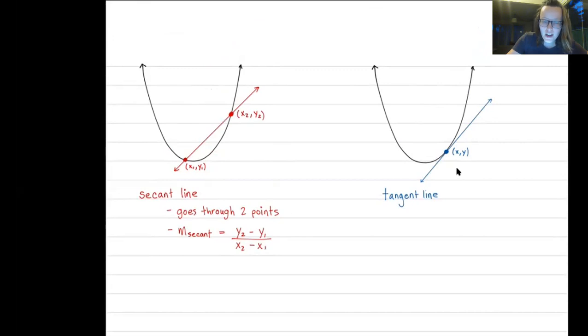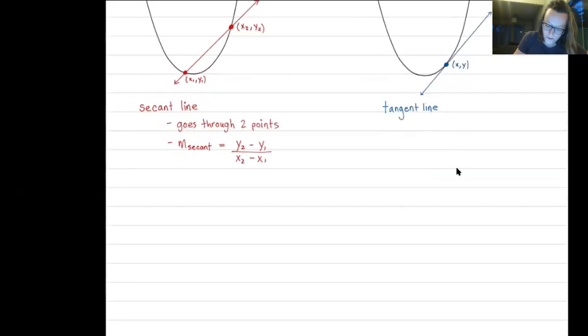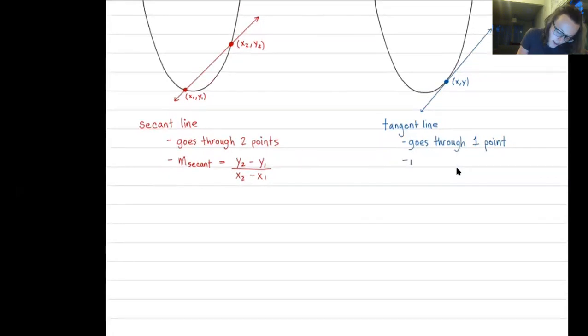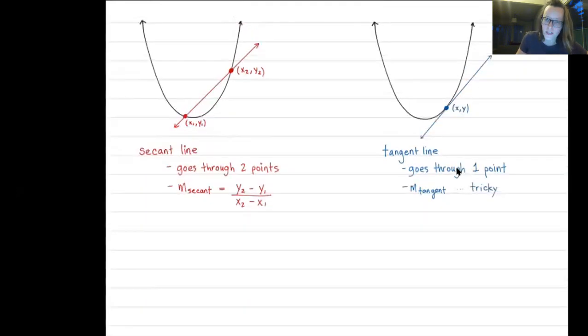Now, a tangent line is a very special kind of line because it is only going to go through the function once. It's only going to go through 1 point on our graph, and it just grazes the function. And so working out the slope of a tangent line is a little tricky. I'm just going to write tricky, and then I'm going to motivate this with an example. So let's move on and talk about that.